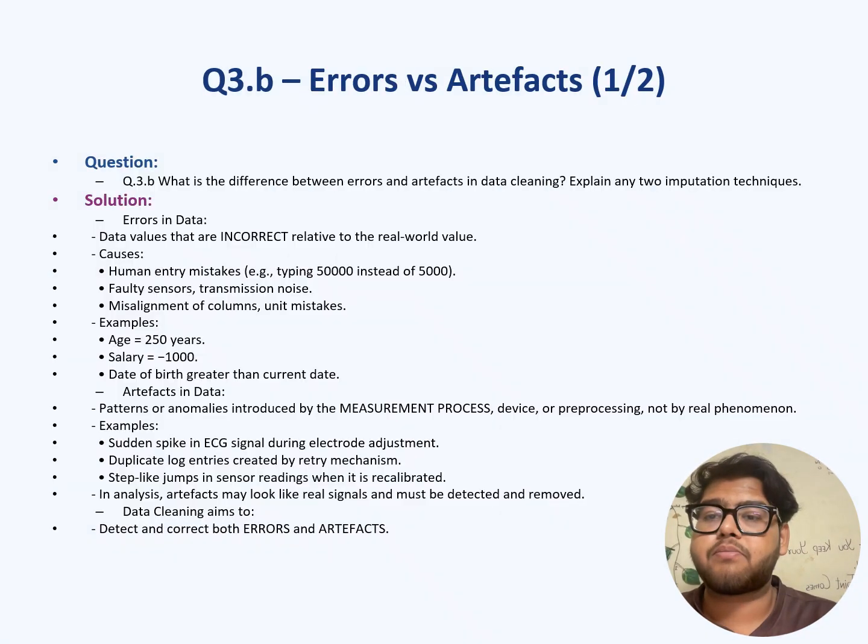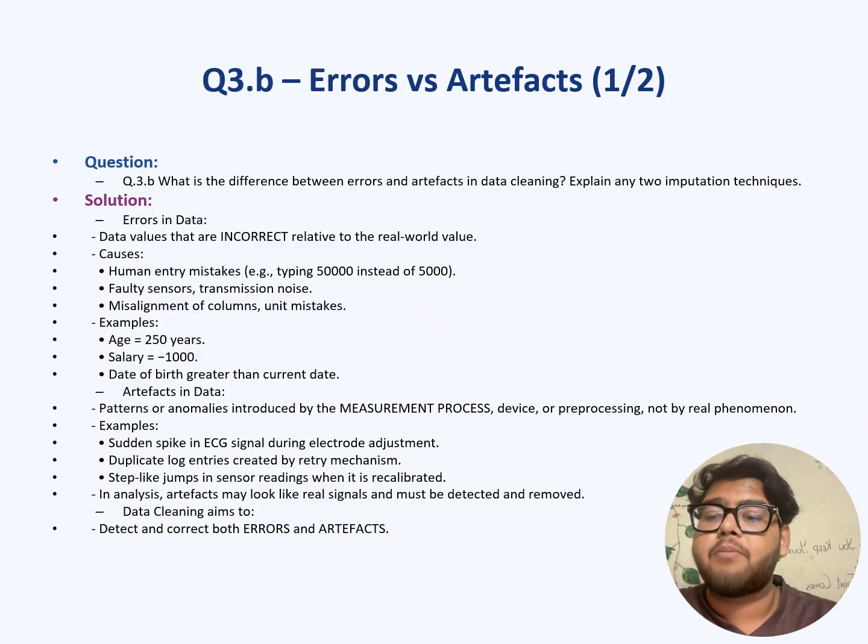So the second part of question number 3 is: what is the difference between errors and artifacts in data cleaning? Explain any two imputation techniques. Errors in data: data values that are incorrect relative to the real-world value. Causes: human entry mistakes, faulty sensors, transmission noise, misalignment of columns, unit mistakes. Example: age equals 250 years, salary equals minus 1000, date of birth greater than the current date.